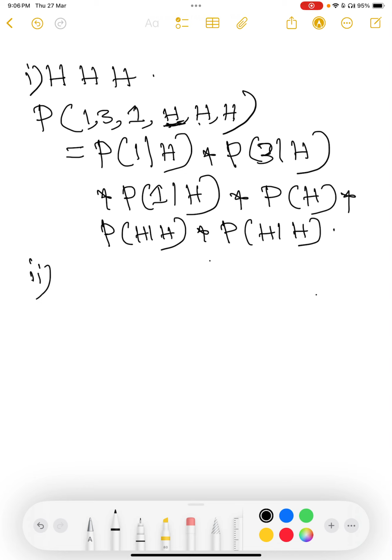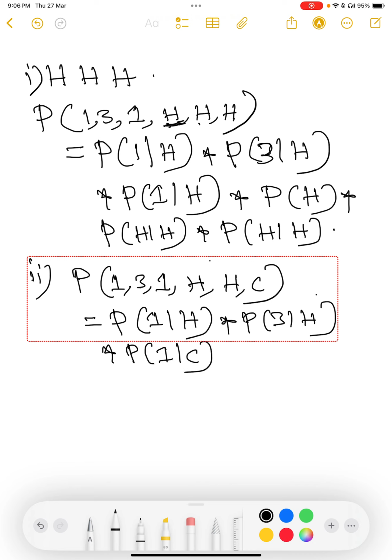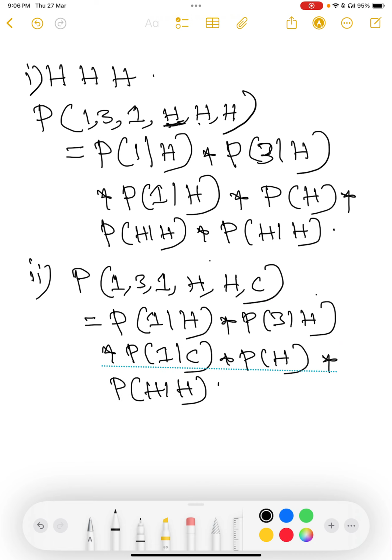The second one is HHC. So you have to find probability of 1, 3, 1, H, H, C. So this will be the probability of 1 given H, that's the emission probability, 1 given H into probability of 3 given H, probability of 1 given C, into probability of H into probability of H given H into probability of C given H. So you have to be careful now: H given H, C given H.